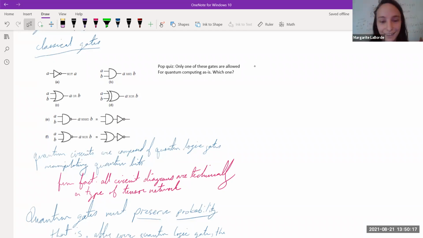Anyone? The NOT gate. Yes. Thank you, Eliza. So you can use the NOT gate because, and you can immediately check this, it's super easy. Number of inputs and number of outputs match.